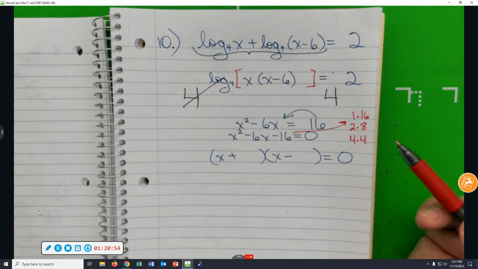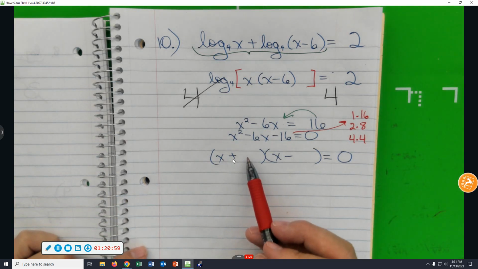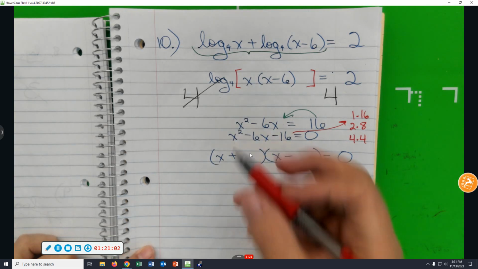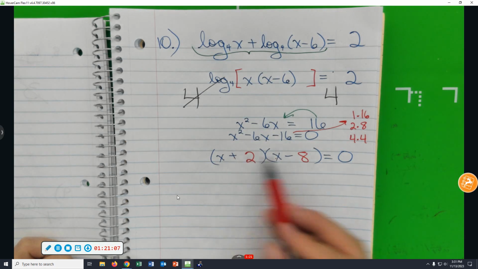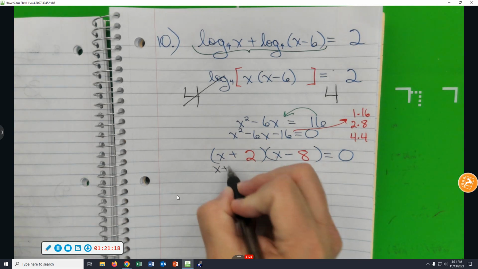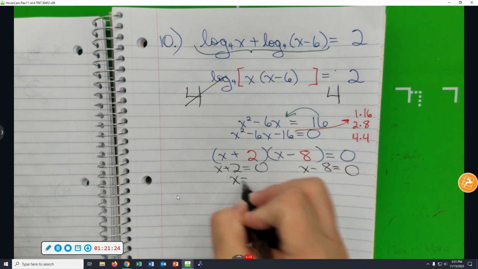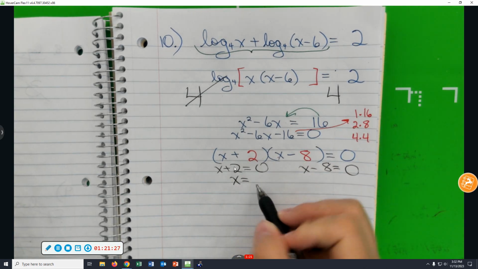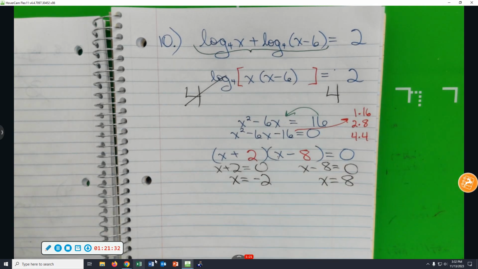Okay, 2 times 8. Now play around with it in your head. What's going to go here, the 2 or the 8, in order to get back that minus 6x? I agree with the 2. That means we have an 8 there. Negative 8x plus 2x gives us that minus 6x. And then we set each factor equal to 0 to give us x equals negative 2. Here, x equals positive 8.